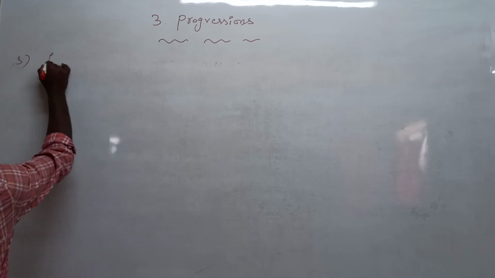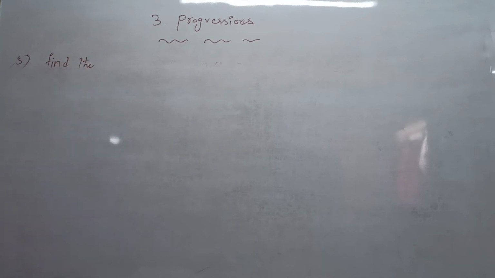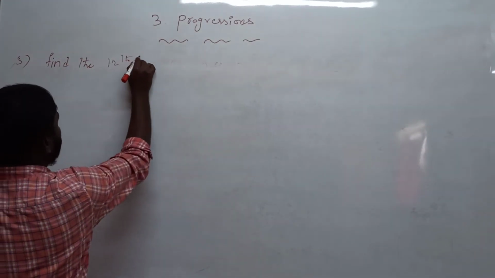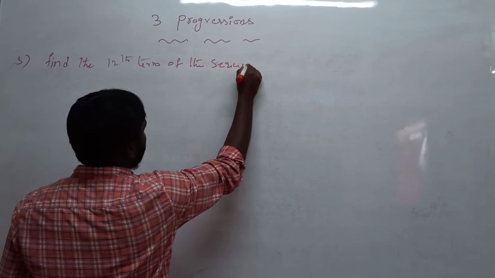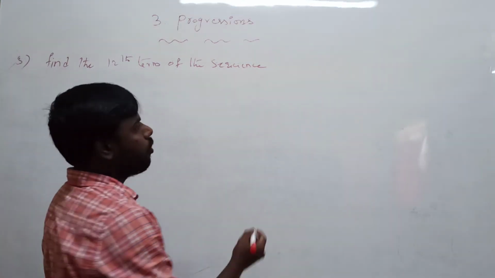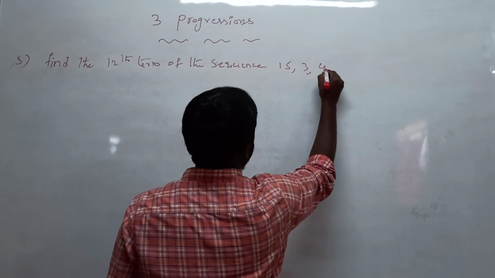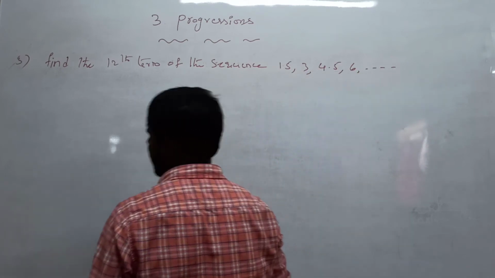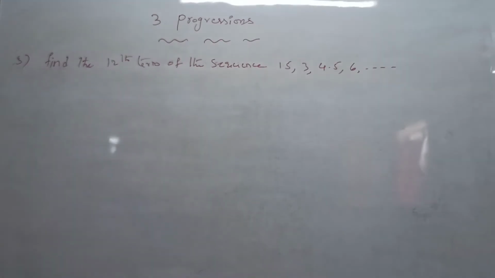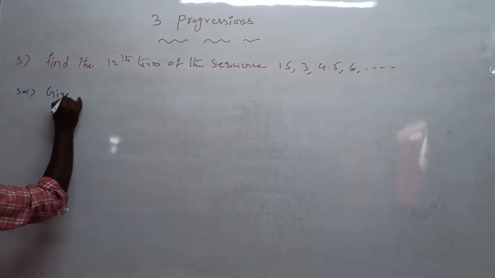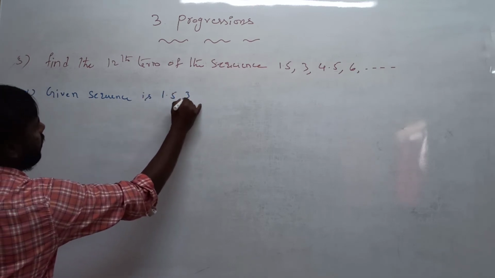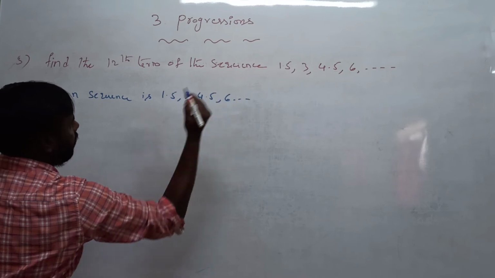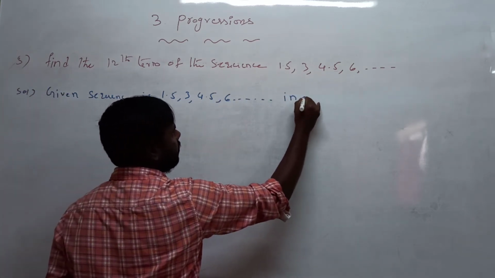Find the 12th term of the sequence 1.5, 3, 4.5, 6, and so on. Here what they are asking, find the 12th term, that is, to calculate T12. What is the given sequence? Given sequence is 1.5, 3, 4.5, 6, and so on. This is definitely a sequence in arithmetic progression.